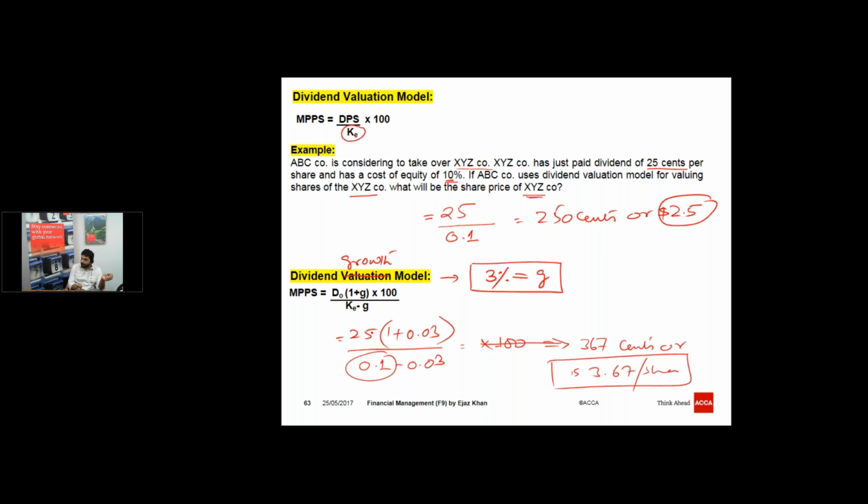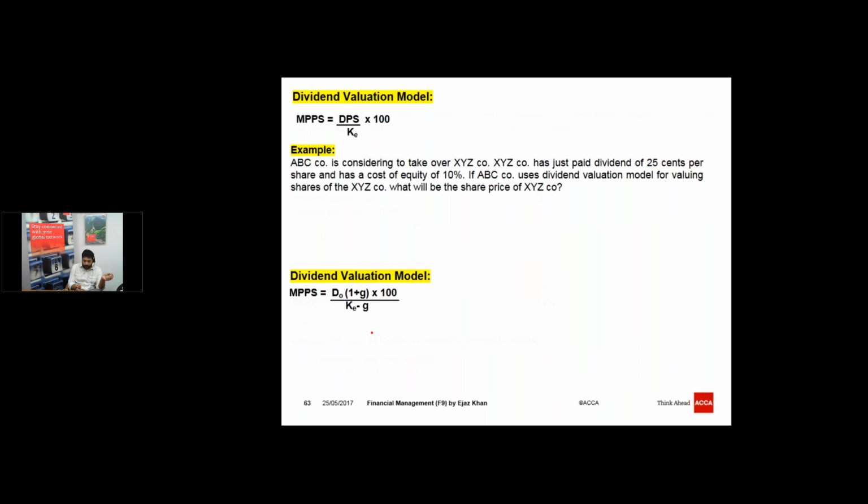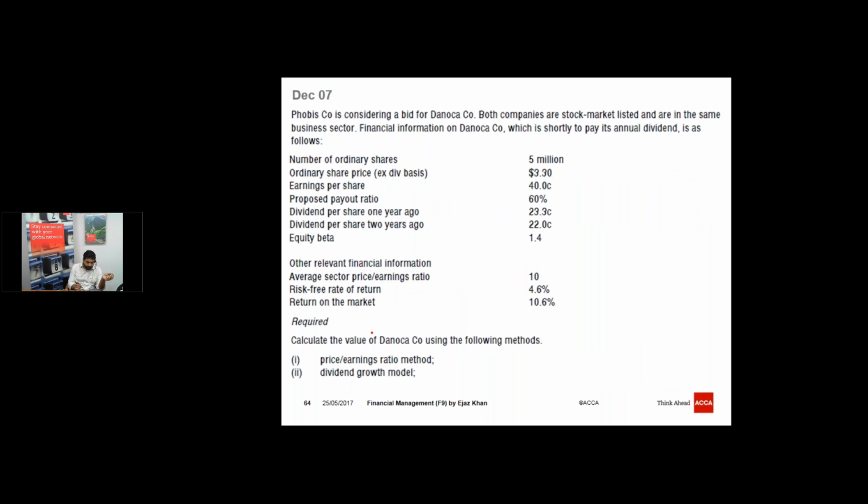Did you get it, Abrar? Okay, let's move forward. Just quickly solve this question for me. Quick, be quick. Read the question and solve it.